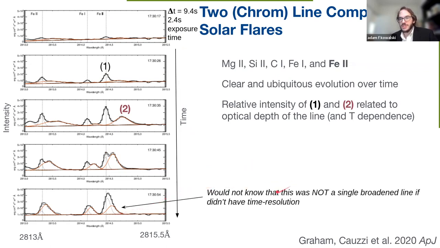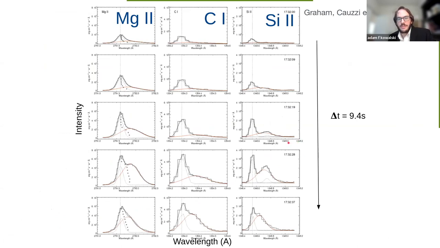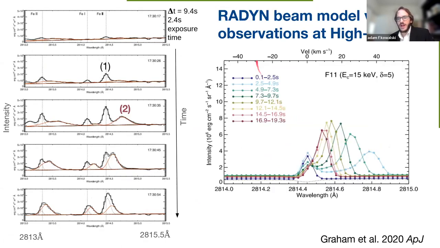Without the time resolution, we wouldn't have known how to interpret this last spectrum here. We probably would have said this is one emission line that has this very faint red tail that we don't really care about. But in fact, we have to care about it because the line is actually a superposition of two different components. These other lines, this is an iron 2 line, this is an iron 1 line, showing the same behavior. Every flare has its own personality.